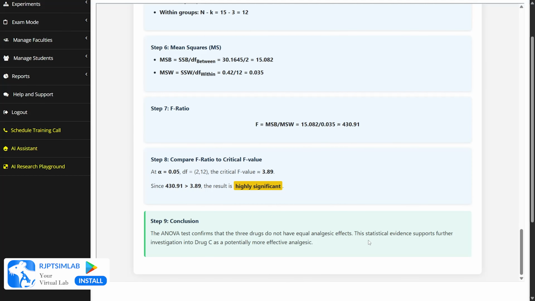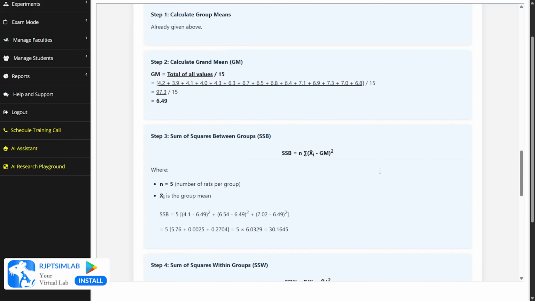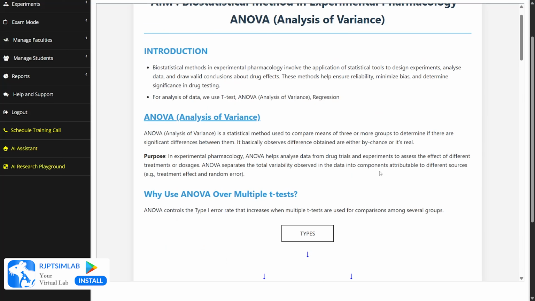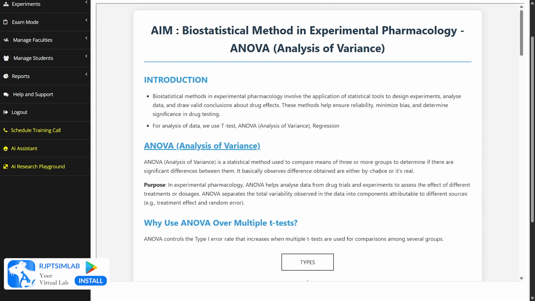Now we have learned how ANOVA works. It shows the difference between the effects of different groups that we used in an experiment studying the effect of drugs. I hope that you have learned a lot about ANOVA, what ANOVA is, and how it is used in experimental pharmacology.